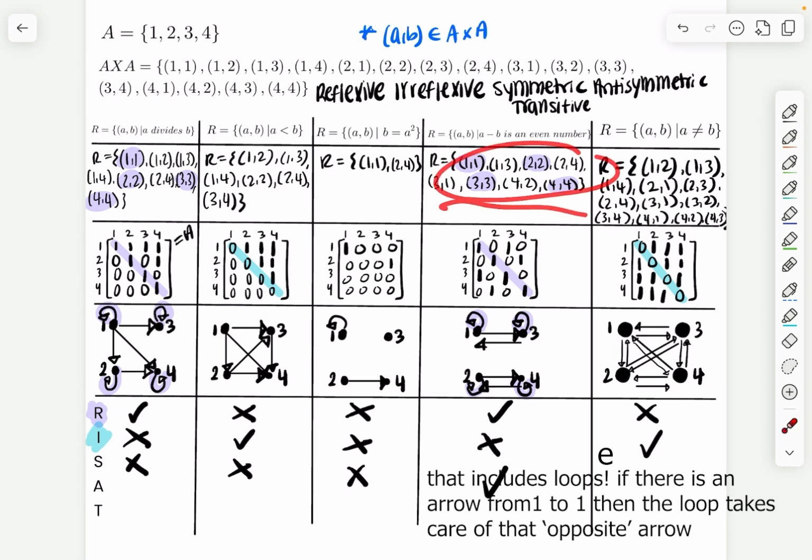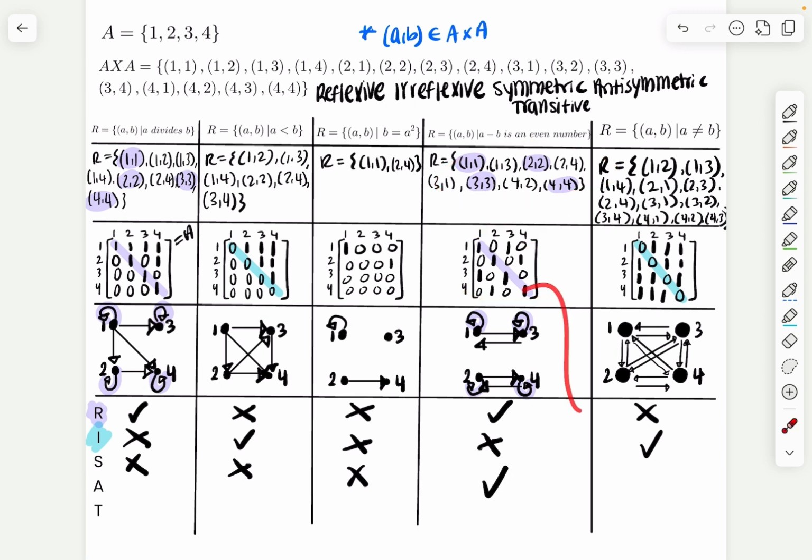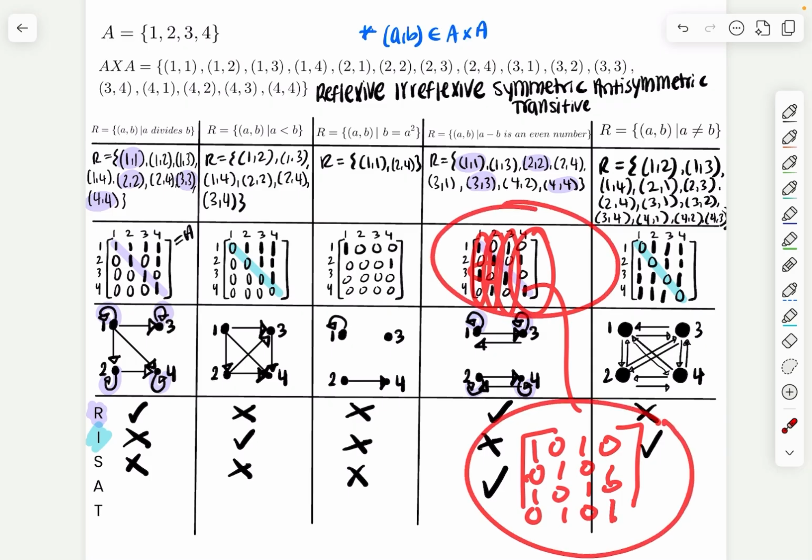When there's too many elements, I don't even bother. I just go to the matrix, the transpose of this matrix, just switch the rows and columns. This column becomes a row, this column 0, 1, 0, 1 becomes a row, this column 1, 0, 1, 0 becomes a row, this column 0, 1, 0, 1 becomes a row. Is this matrix the same as this one?